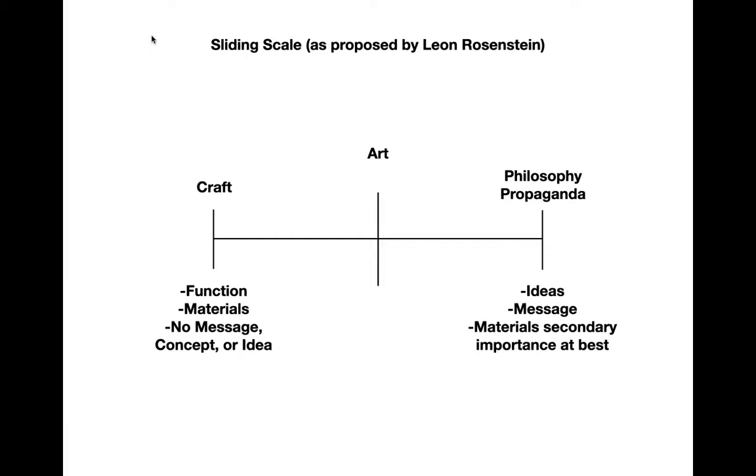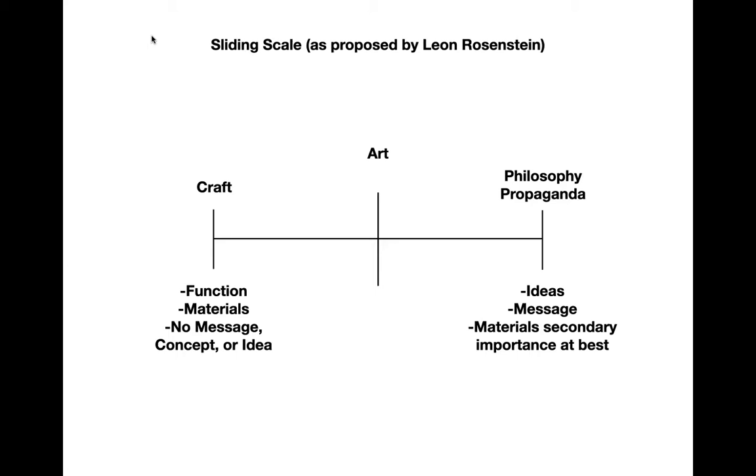Next, we considered our sliding scale as a way to understand whether or not something is an art object, and if it is, it helps us start to understand how it exists as an art object. Does it skew more to the craft side of things, and the materials are much more important than any message or concept or idea that it might embody? Or does it skew in the other direction, where it's much more about ideas and a concept? So maybe it's closer to philosophy or propaganda.